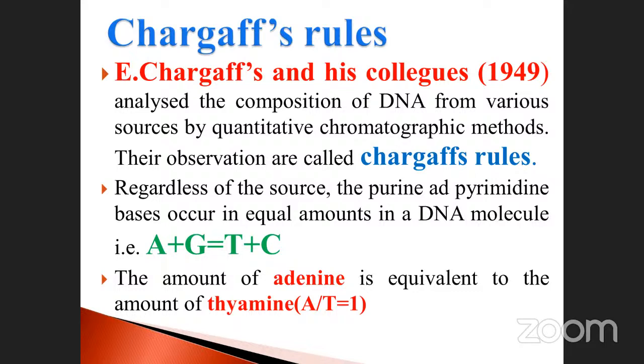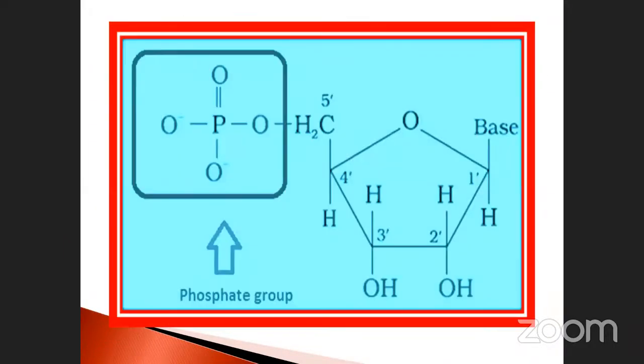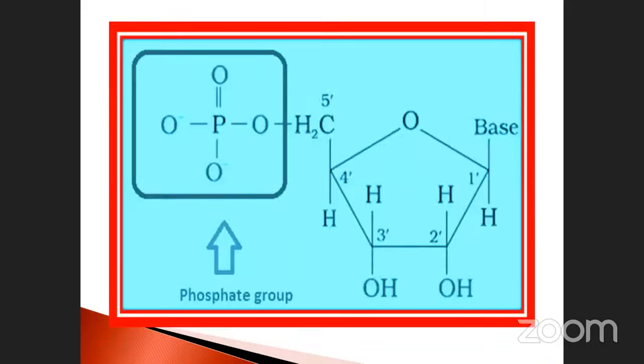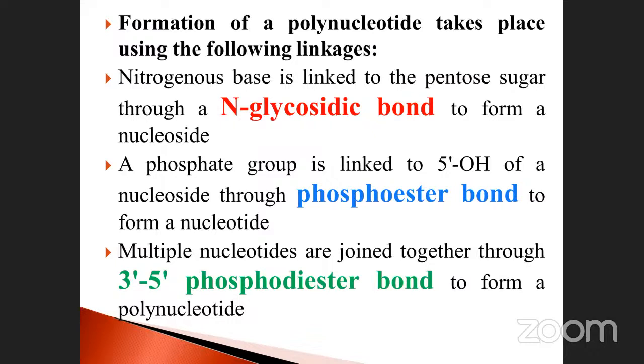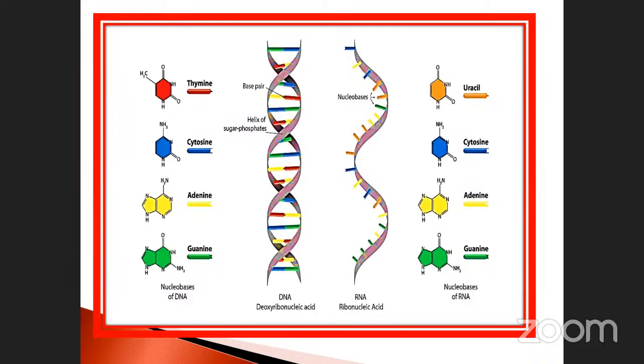Okay, I will summarize within 2 minutes. What are the things we already discussed? There are 3 bonds reported here. For the formation of polynucleotide, how will it be? N-glycosidic bond, phosphodiester bond. Okay. Already we discussed this in the slides.